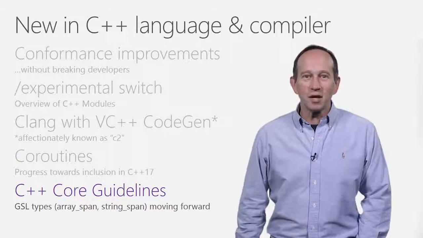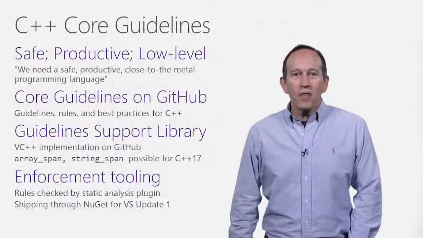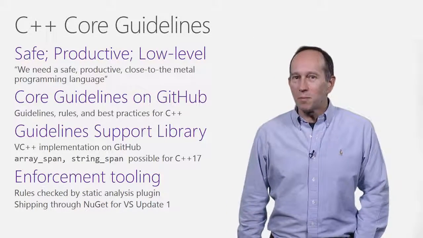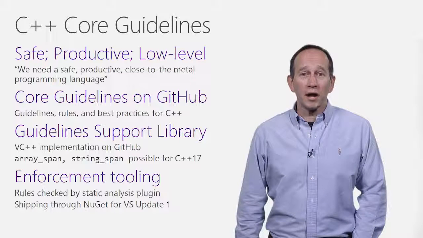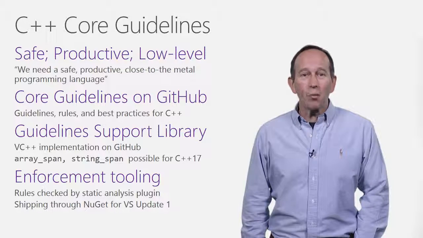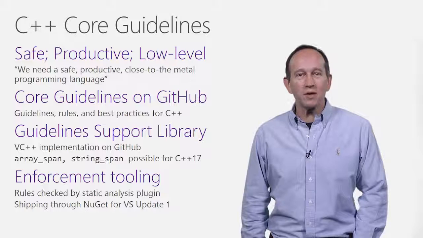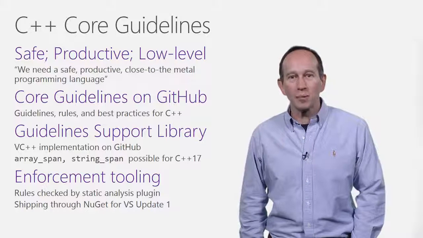Last up is the C++ Core Guidelines. They were one of the main topics at this year's CppCon. Bjarne Stroustrup announced them in his keynote. They're a way to help make C++ into a safe and productive, but still close to the metal programming language.